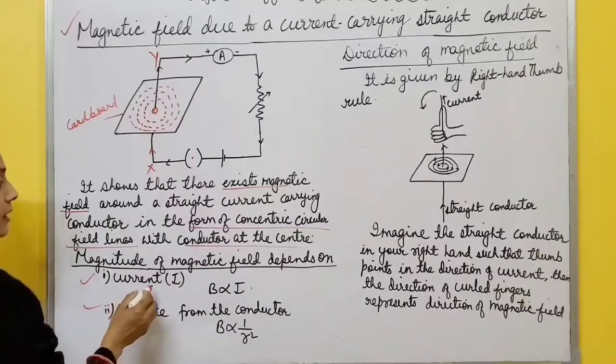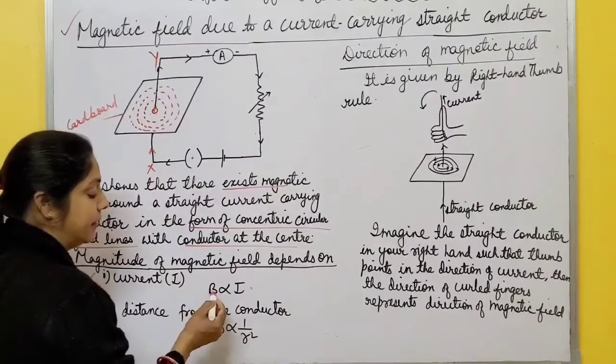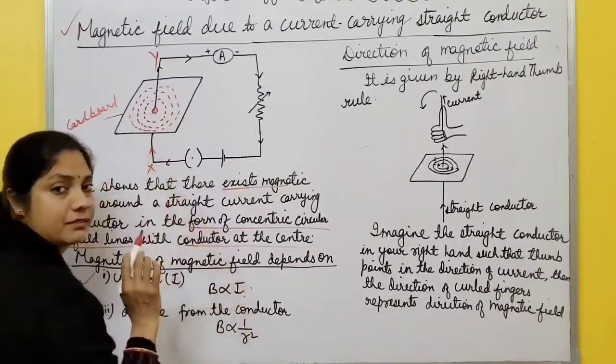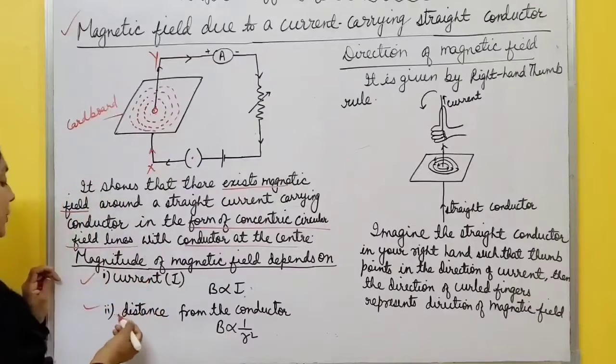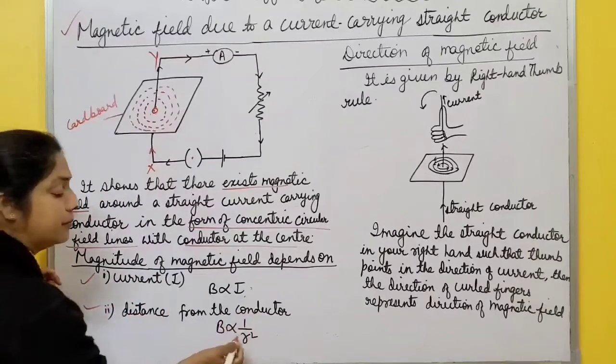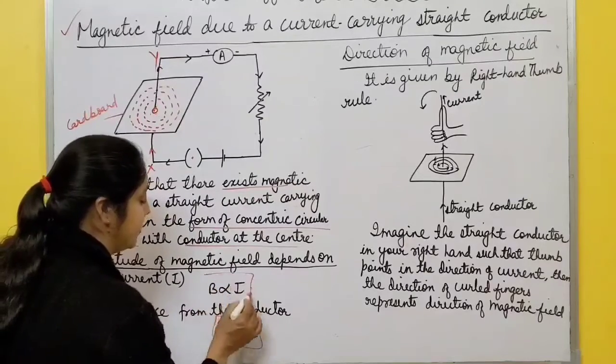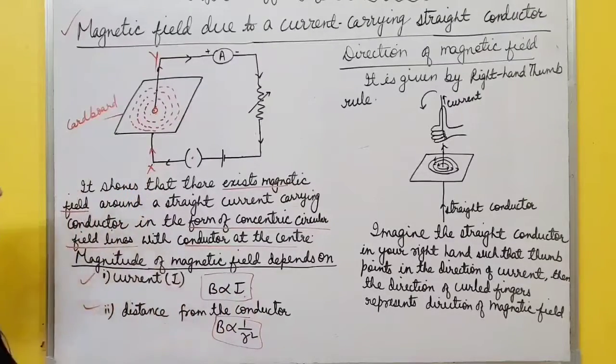One is current. How does it depend? Magnetic field is represented by capital B and it is directly proportional to the current passing through the straight current carrying wire. And also it depends upon distance from the conductor. It is inversely proportional to the distance from the conductor. On these two factors, it depends.